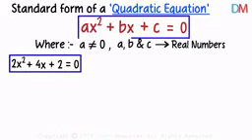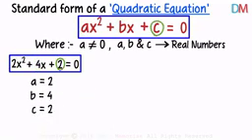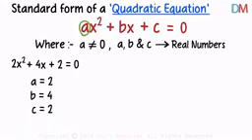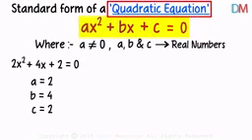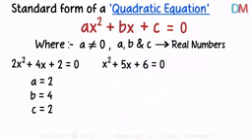Comparing it to the standard form, we get a as 2, b as 4 and c as 2. A is the coefficient of x squared, b is the coefficient of x and c is the constant. This is called a quadratic equation in variable x. X squared plus 5x plus 6 equals 0 is also a quadratic equation.